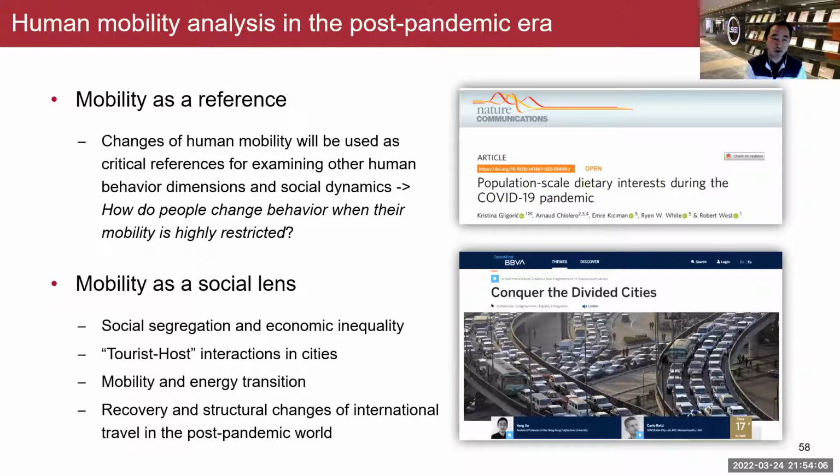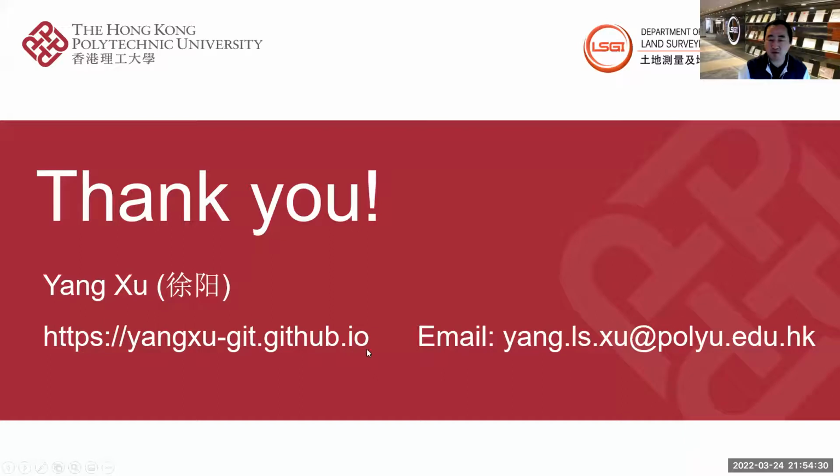And of course, mobility will be used as, I would say, a social lens to investigate many fundamental issues in a modern society, such as segregation, economic inequality, or what we call tourist-host interaction, like over-tourism impact in cities, and there are other things. So I think these topics will remain very essential and important in the future. So I think I finished my talk for today.